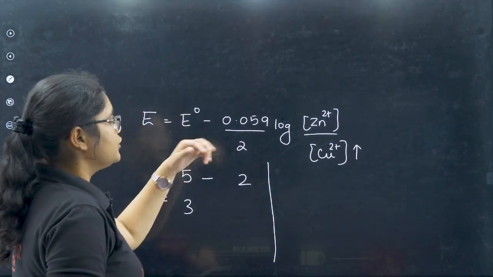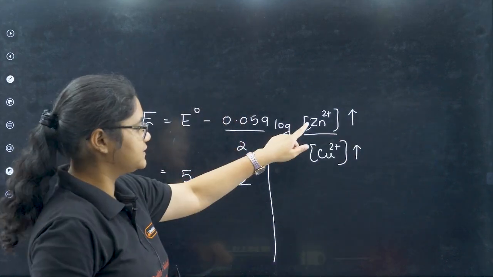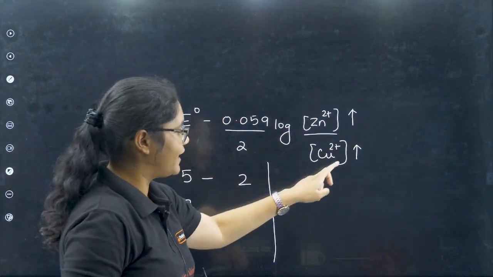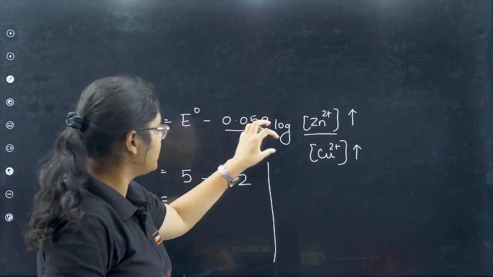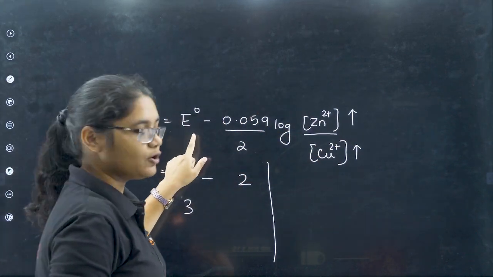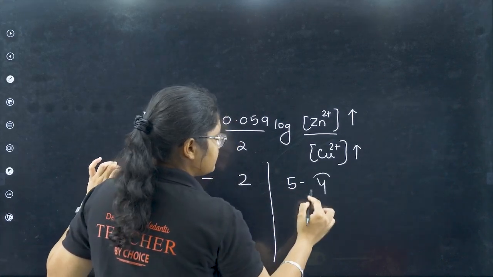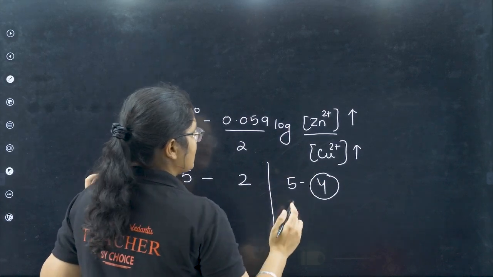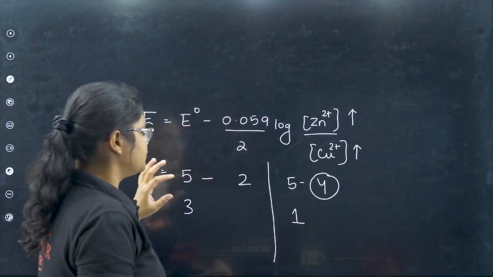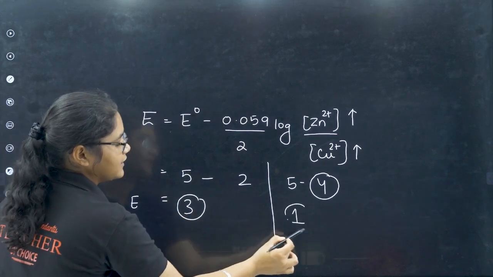Now what happens if you are increasing the concentration of Zn2 plus? This whole value will increase, overall this number will increase. You are going to subtract a bigger number from E naught, so let this value be 4, because you have increased the numerator concentration. Now if I subtract, I will get 1. So you can see that the E value here is 3 and here is 1.